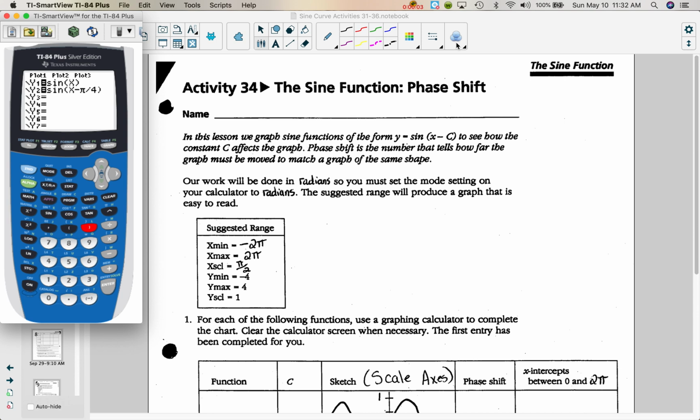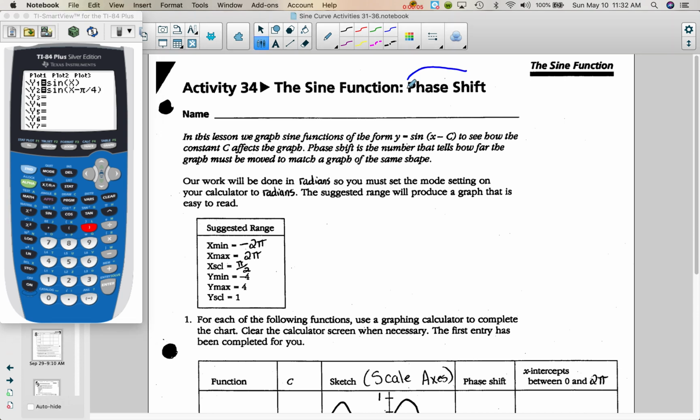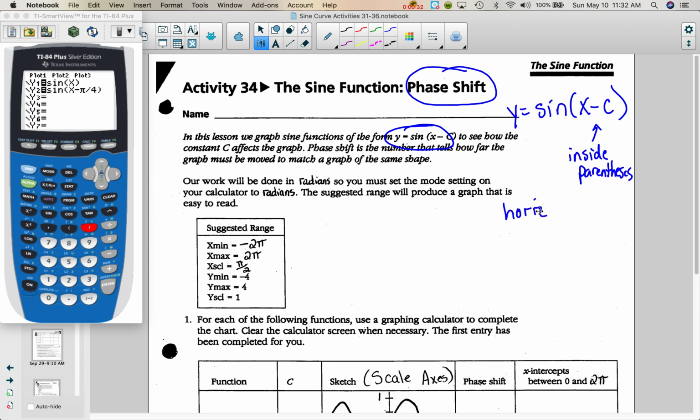Okay, so for activity 34, we are looking at what we call the phase shift. The format for this, we have y equals sine x minus c. Now I want you to notice that this is inside the parentheses. We've seen this before with other types of functions. So this is also, you can think of as the horizontal shift, which you probably would have guessed.